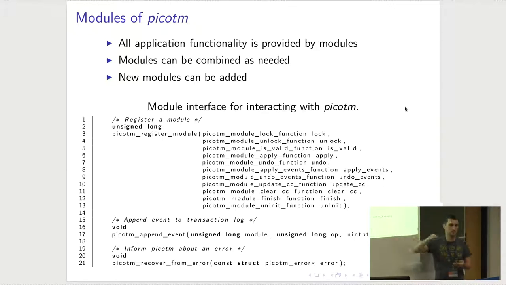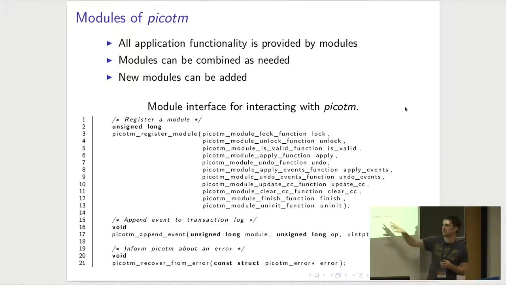Lock and unlock lock data structures that are maintained by a module. You have a function for validating consistency, to see if that transaction is still running on consistent data or if that data has been updated by a concurrent transaction and is now inconsistent with what the transaction expects. There are apply and undo functions for applying and undoing events that are listed in that transaction's transaction log. Update concurrency control and clear is something like lock and unlock. There's a finish function which runs at the end of the transaction, and there's an uninit which runs at the end of the thread.